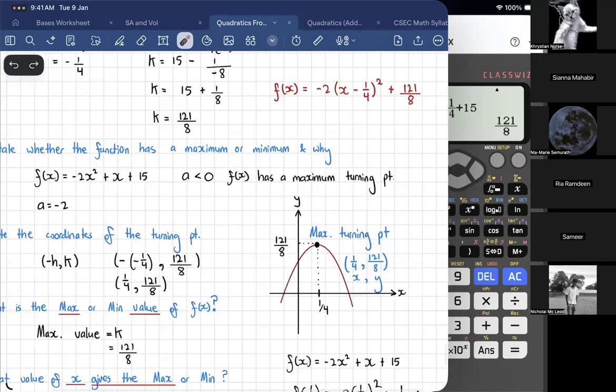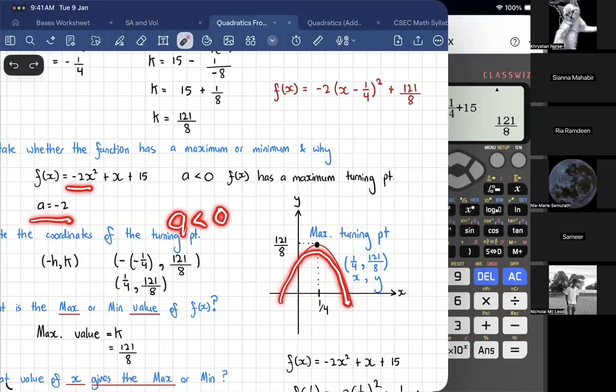As you can see, this is generally how my graph would look. So Ria, remember, a was -2. That means a is less than 0. If a is less than 0, remember, our graph would be frowning. Understand? Right. You sure you understand that?